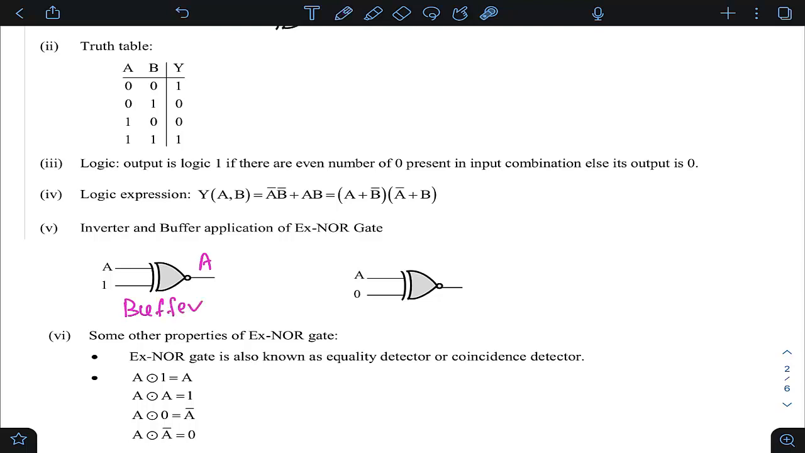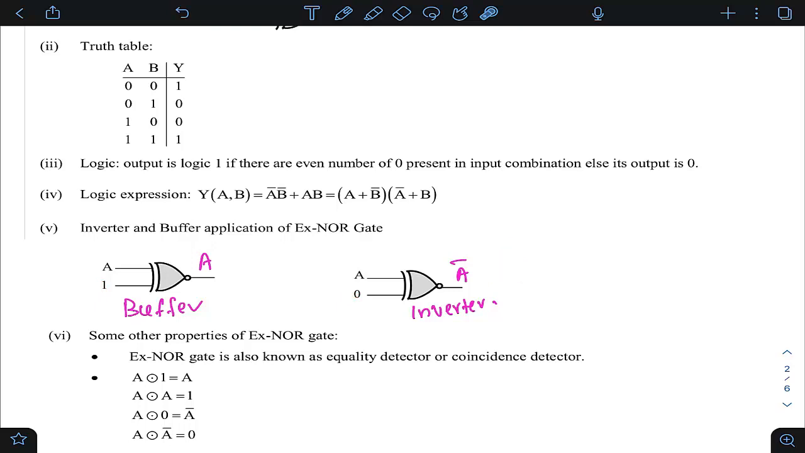But if I make one of the inputs A and the other 0, so A XNOR 0, you get A bar. So this is nothing but your A bar. Here, if one of the inputs is fixed to 0, whatever you give at the other one, you are getting its complement. So we call this the inverter application of XNOR gates. So it is opposite. In the XOR gate case, if you remember, when one of the inputs was fixed to 1, you got A bar. When one of the inputs was fixed to 0, you got A. But here it is opposite.